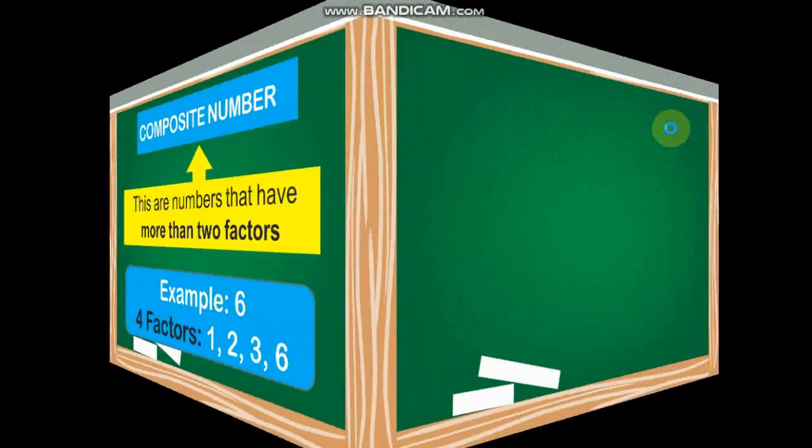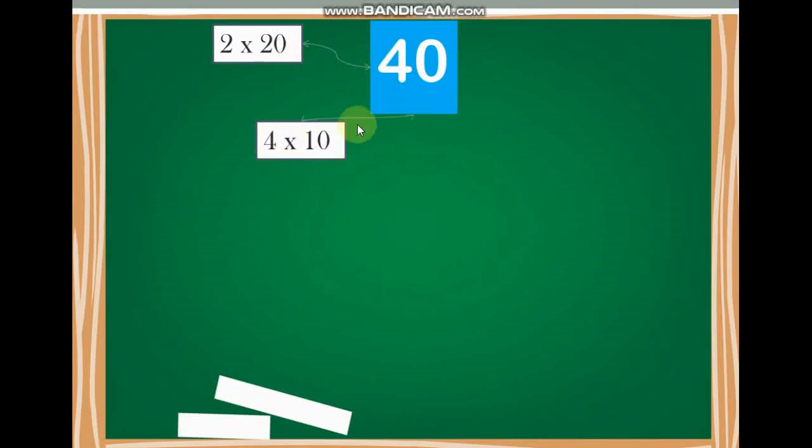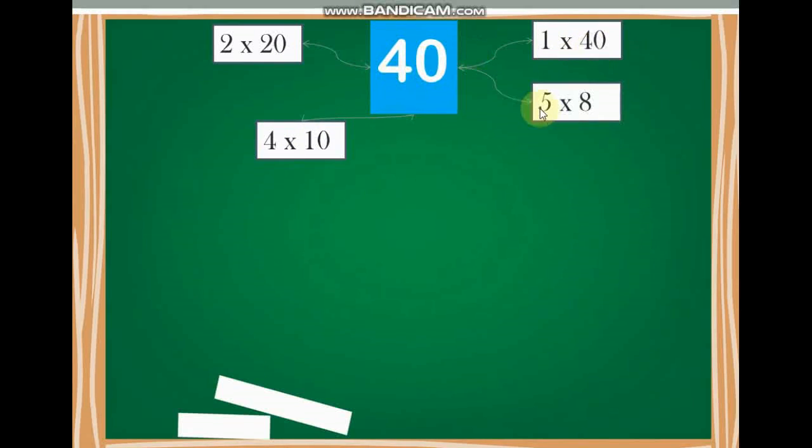Let us have another one. 40. You can also find the factor of a number if you think of 2 numbers that when you multiply those numbers, the answer will be 40. So, 2 times 20 is 40, meaning 2 and 20 are factors of 40. Another one, 4 times 10 is equals to 40. 1 times 40 is equals to 40. And 5 times 8 is equals also to 40.